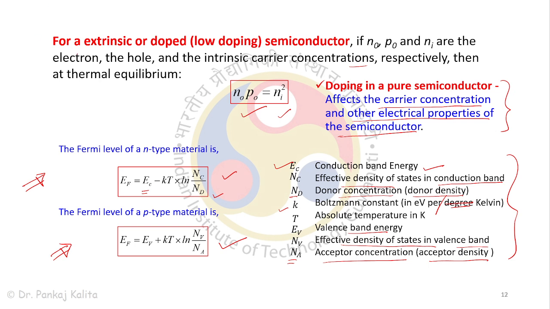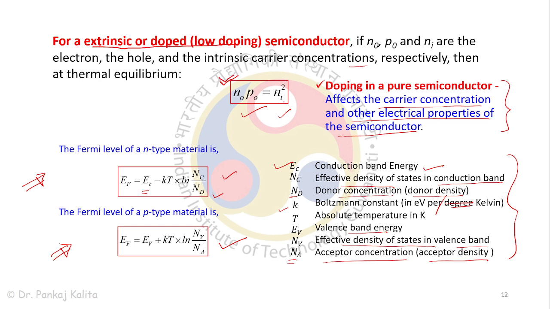Now if you talk about the extrinsic or doped semiconductor, the concentrations of electrons and holes are not equal, they are different, and again we have this formula: n0 into p0 equal to ni square.